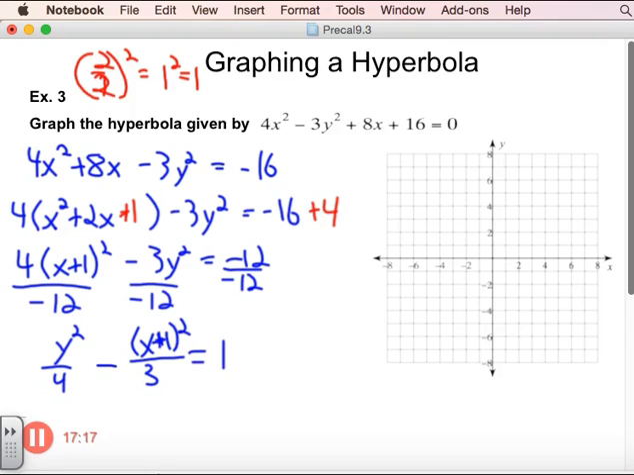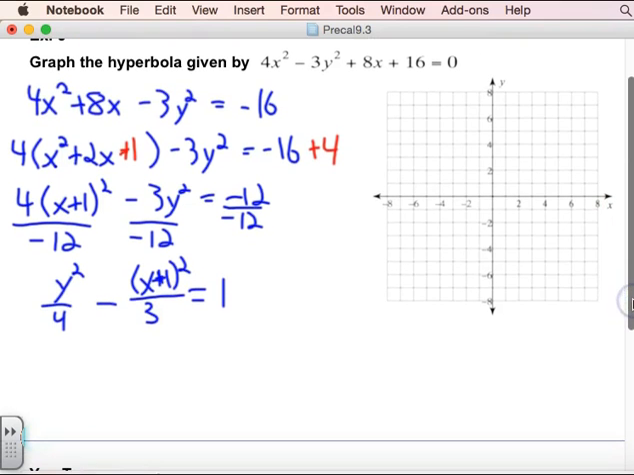Now that we have our equation in standard form, we can identify the center, A, and B, and graph our hyperbola. The center's x coordinate is negative 1, because we take the opposite of the plus 1 in there, and the y coordinate is 0. The value of A is the square root of 4, which is 2. The value of B is the square root of 3, which is kind of messy, but sometimes you just have to deal with it not being a perfect square that you're taking the square root of.